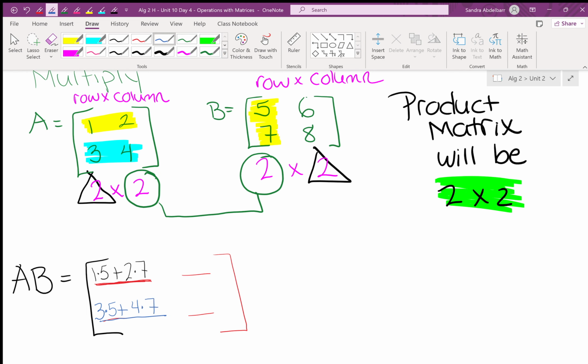So now I'm going to do these 2 rows again, but guess what I'm going to do them with this time? The second column, and that's going to give us our second column. So once again, I'm going to do 1 times 6 plus 2 times 8. And now move down to 3, 4. We're going to have 3 times 6 plus 4 times 8.